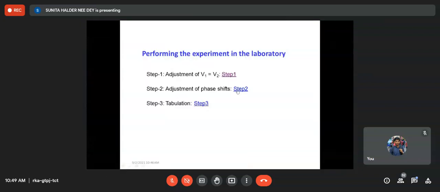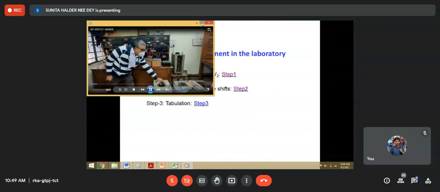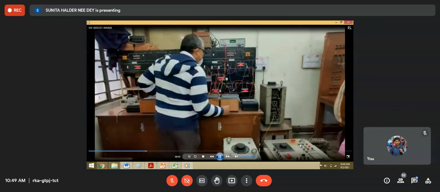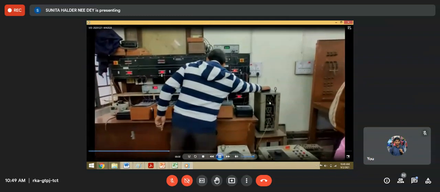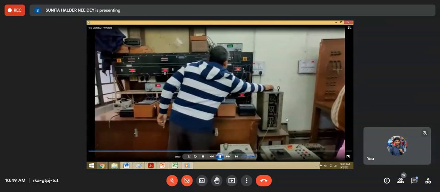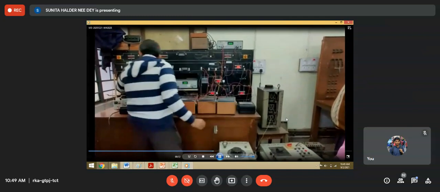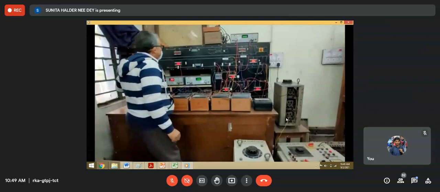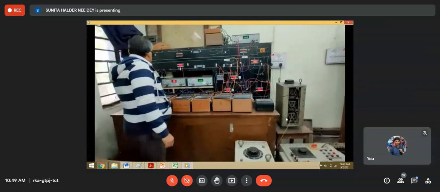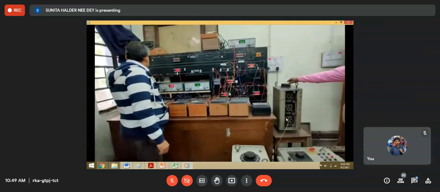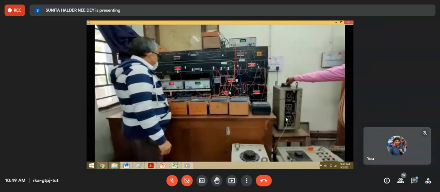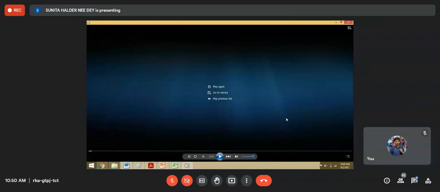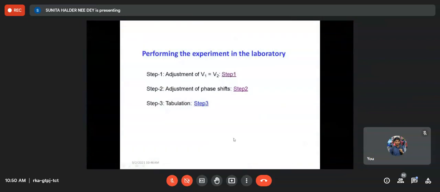Next is adjustment of phase shift. For adjustment of phase shift, we have to control the phase shifters, these two phase shifters. This is another phase shifter, the three-phase barrier. Using these three, we reach the desired phase shift, because we have to reach two conditions. One is power transfer from 1 to 2 or 2 to 3, and we have to reach one for run 1 and run 2, P4 is greater than P5, and for run 3, P5 is greater than P4. So this adjustment we have to do by controlling the phase shifters.